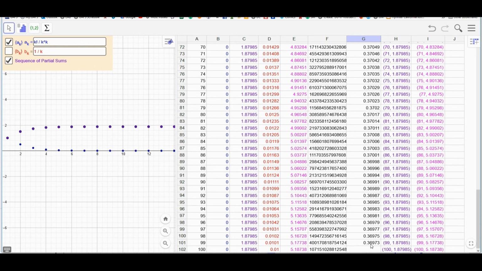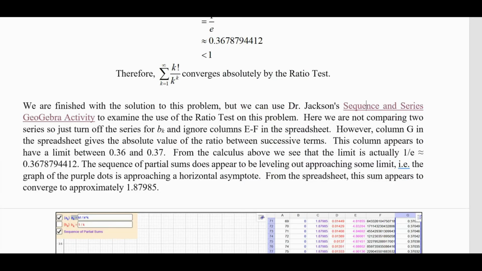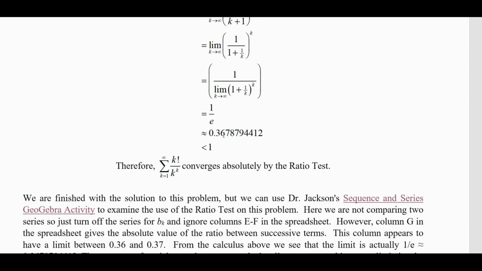Okay, it looks like about 0.36973. It's actually approaching that limit of 1 over e. Okay, so we're not quite there, but we've got several digits of accuracy so far.